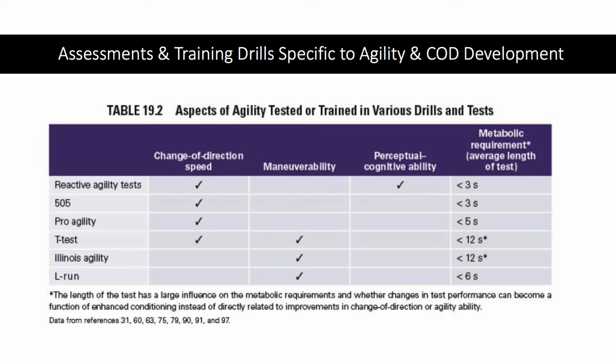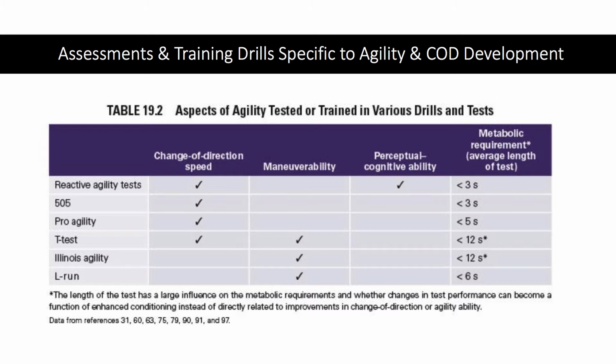So lots of things to consider here. And these are the primary tests that we use to firstly assess the baseline agility and change of direction speed, and which you can also use for training prescription, and then you retest them with these same tests and monitor their adaptations to agility, to change of direction speed, to maneuverability, as well as to their perceptual cognitive ability.